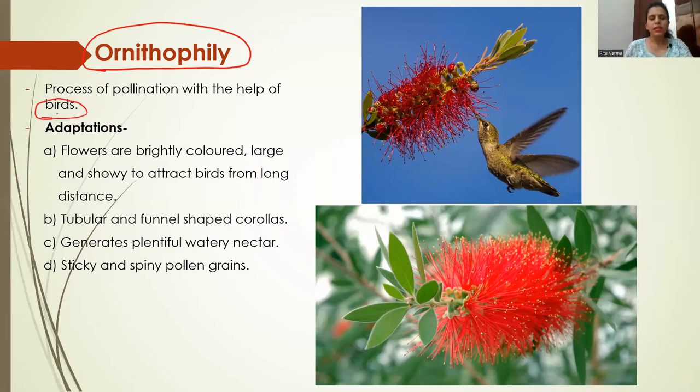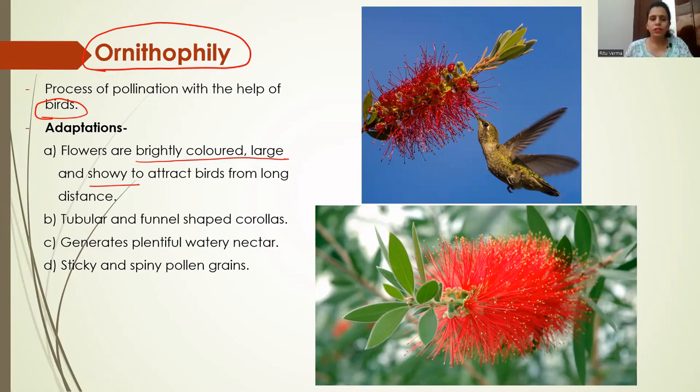That means in flowering plants, pollen grains from the anther of one flower are transferred to the stigma of another flower with the help of birds. Now, in order to attract these birds, the flowers of such plants have certain adaptations. One of the most common adaptations is that these flowers are brightly colored, large and showy, so that these birds can easily identify these flowers even from a long distance and move towards them.